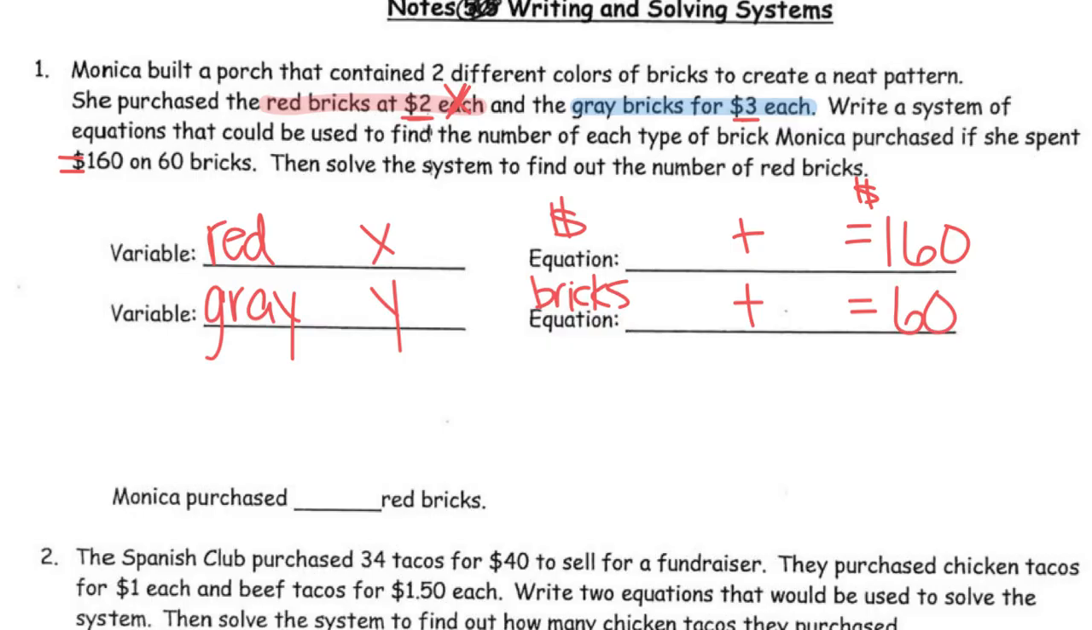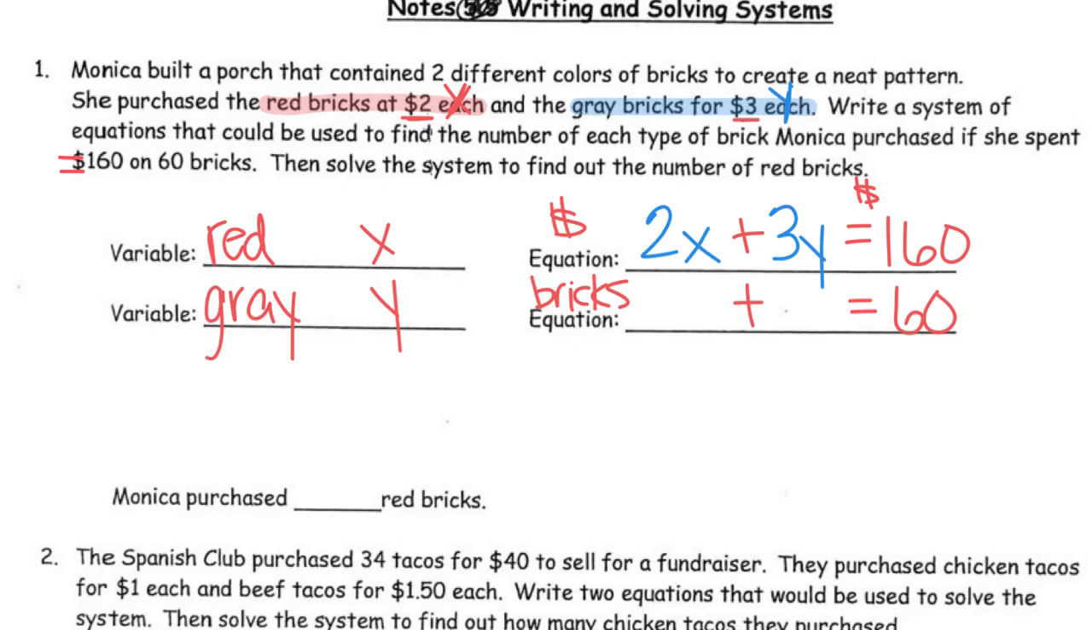What did we use for gray? Y. So each is a multiply word. So we're going to end up multiplying it by some letter. So if we have that in our sentence, what is that going to look like? And which equation are we going to put it in? These are dollar amounts. So do we want to put that in our money equation or our brick equation? Probably money. What is that going to look like? What about our red bricks? What did we write there? 2 what? 2x plus 3y equals $160.